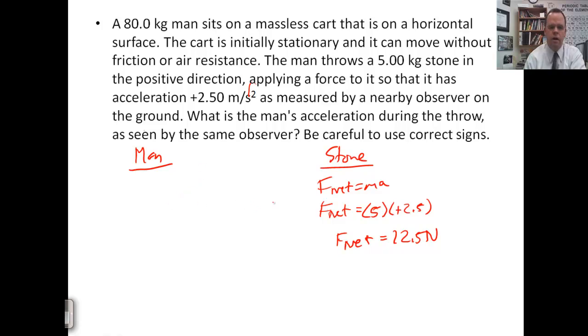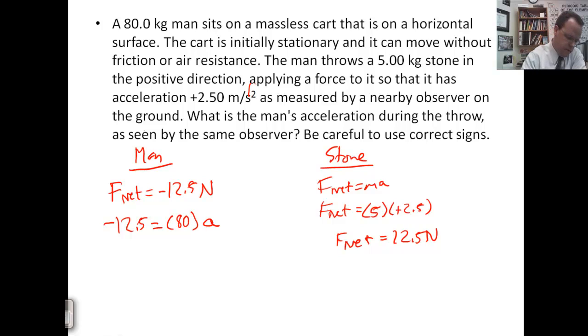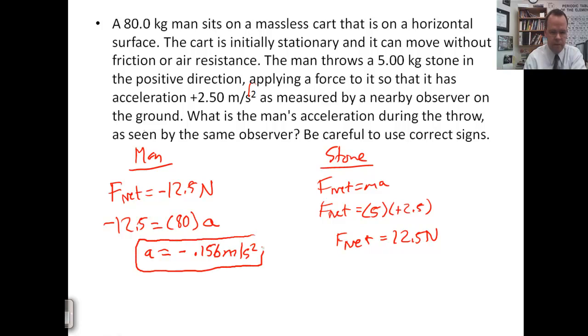Now, Newton's third law. If the man applies a 12.5 newton force to the stone, the net force on the man must be 12.5 in the opposite direction. So negative 12.5 newtons equals 80 times a. He would accelerate at negative 0.156 meters per second squared.